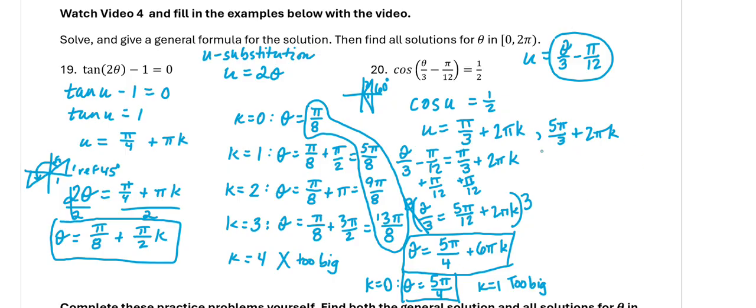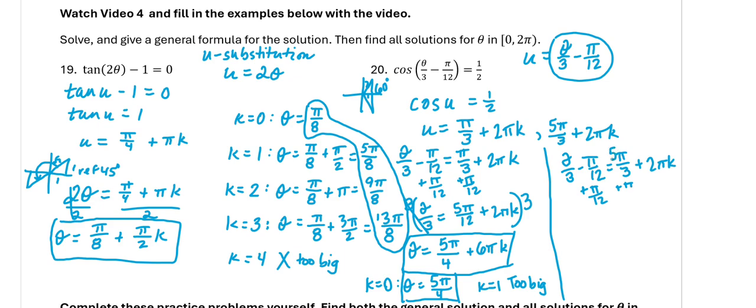All right, now I do need to do this other piece. So I also had 5 pi over 3 here, right, in quadrant 4 to start with. So I'm going to solve that one too. So I've got theta over 3 minus pi over 12 is equal to 5 pi over 3 plus 2 pi k. I was doing so many things, I feel like I forgot what I was doing. I'm just taking the u out of the equation and substituting in what u is equal to. All right, so now I need to add pi over 12 to each side.